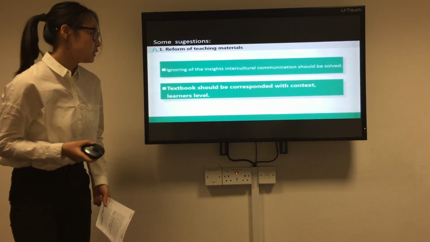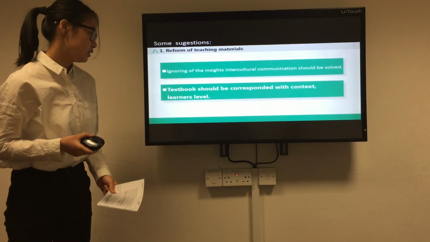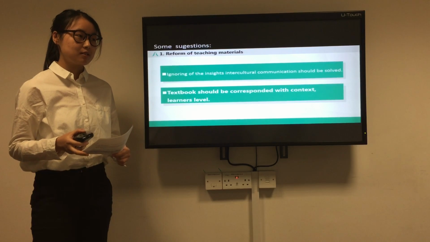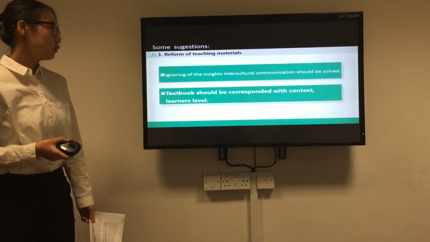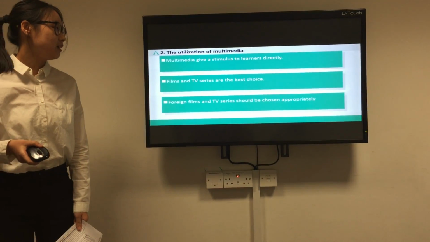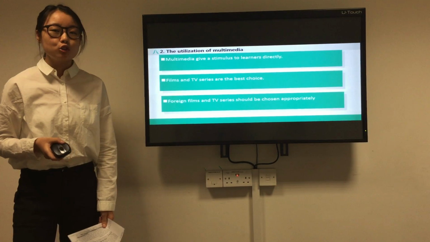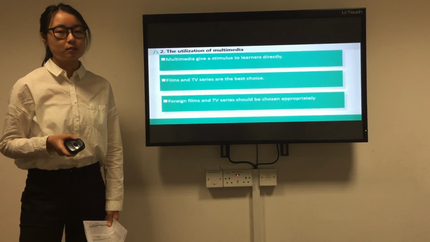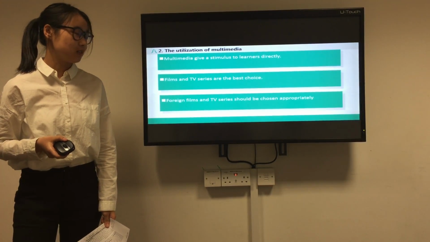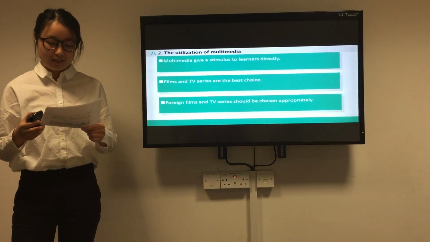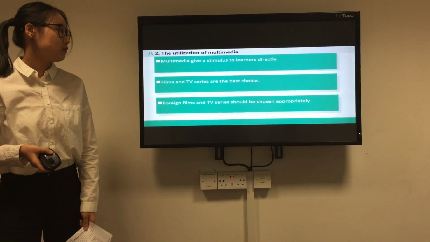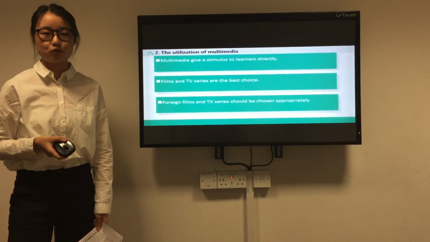Furthermore, the design of the textbooks should correspond with the local context, adapt to the learners' levels, and be updated with time. The second one is the utilization of multimedia. As we all know, multimedia is the most direct method to make learners exposed to a cultural environment. Since it can give a direct stimulus to learners' sense organs, learners will have related awareness naturally. And in terms of multimedia, video clips are always the best choice.